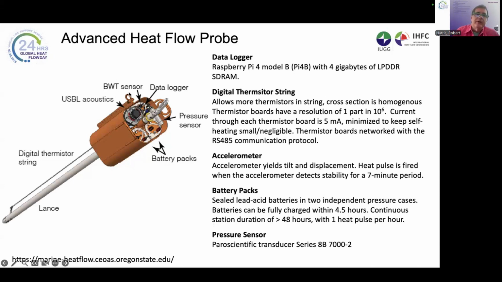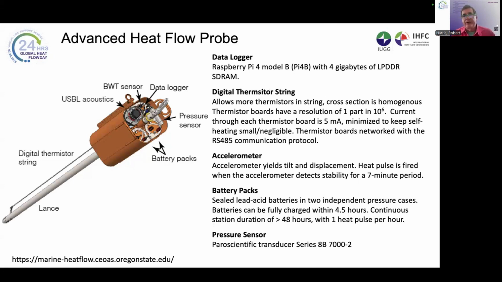There's a bottom water temperature sensor on board, a data logger, pressure sensor, battery packs, and an accelerometer that gives tilt. So the data logger, running everything on this microcomputer, Raspberry Pi 4 with 4 GB of memory. So one of the strategies was to be able to leave the probe in the water column, making measurements for long periods of time. Digital thermistor string, as I said, it allows more thermistors in the string.